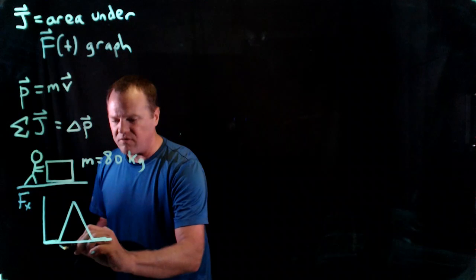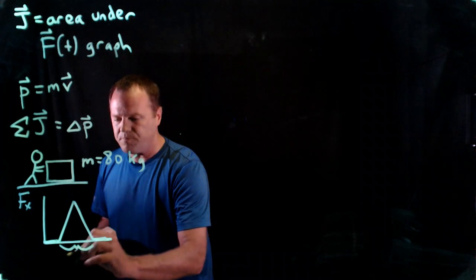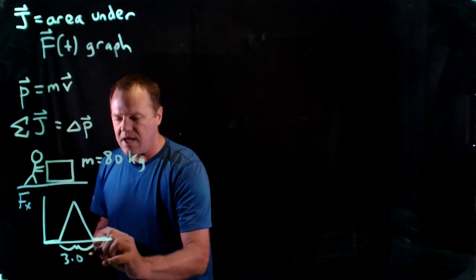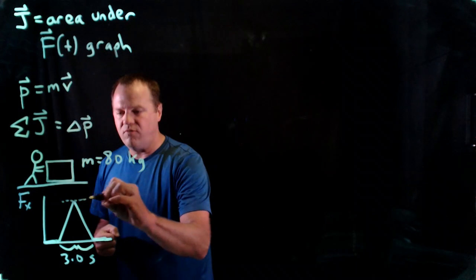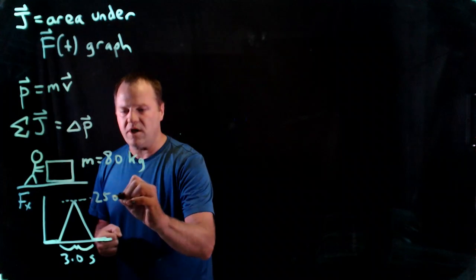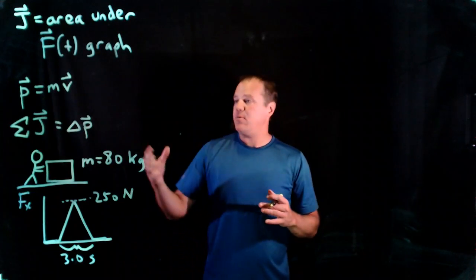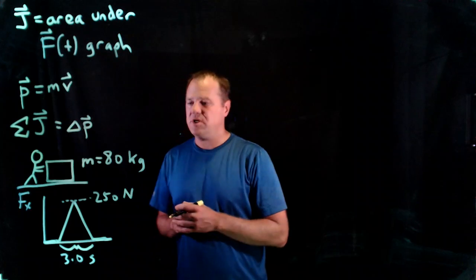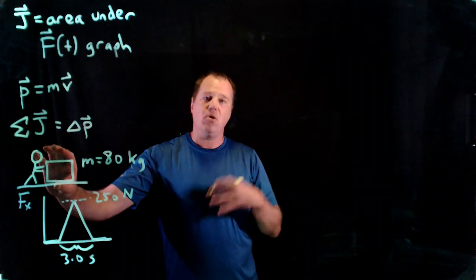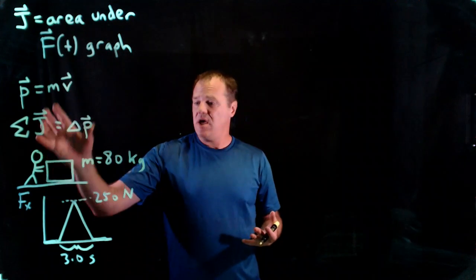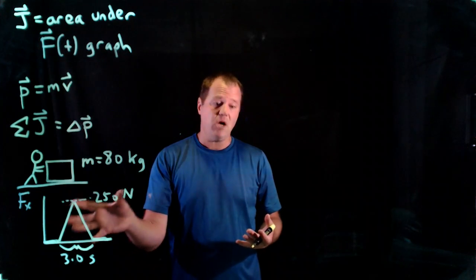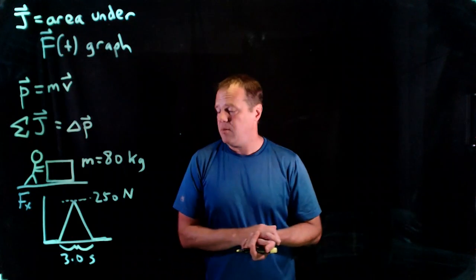The time interval over which they do so is 3 seconds, and the maximum force that they exert is 250 newtons. I'm going to use impulse momentum to make a prediction as to how fast this box is going, assuming it starts from rest, after the person exerts this variable force on the box.